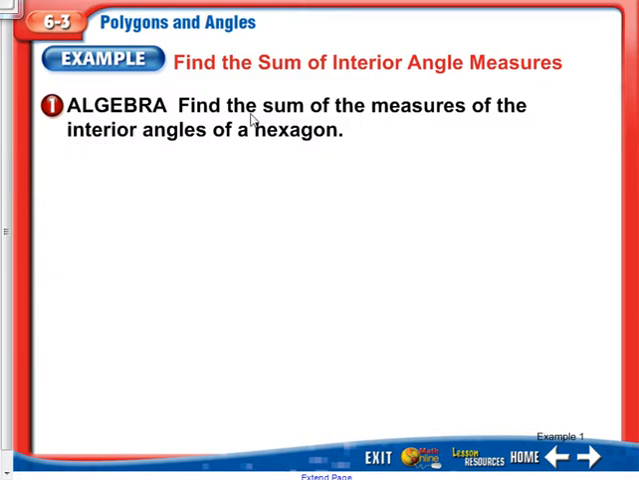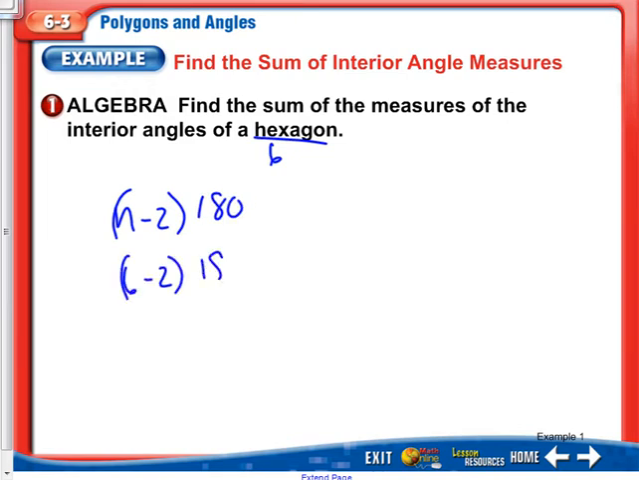It says, find the sum of the measures of the interior angles of a hexagon. Hexa means 6. So if I have n minus 2 times 180, I'm going to do 6 minus 2 times 180, which is going to be 4 times 180. Now again, it's looking for the sum here. We're not looking for just one angle. We're looking for the total sum.